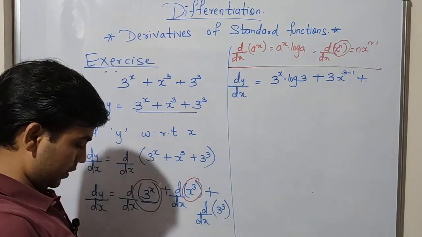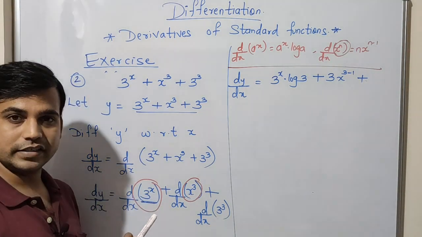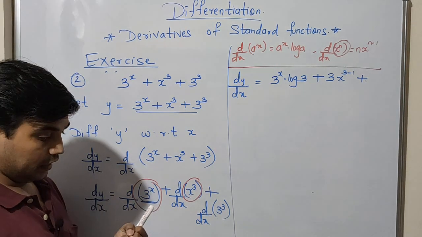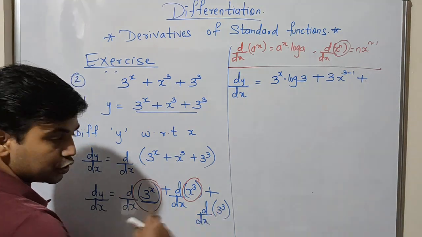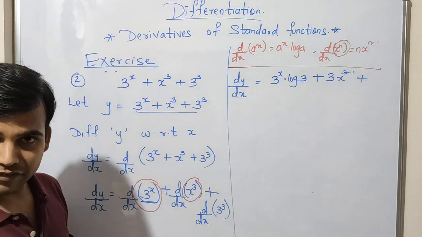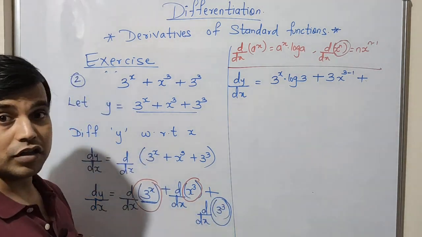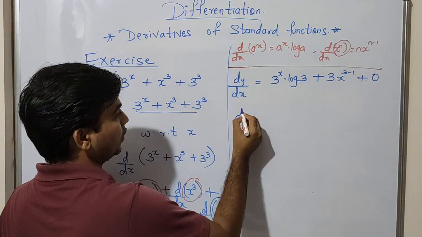Now look at the third part. This is 3 raised to 3. Is it a raised to x? Is it x raised to n? Think over here. Neither it is 3 raised to x nor x raised to n. What is 3 raised to 3? 27. So it's a constant. So 3 raised to 3 is a constant, and what is the derivative of a constant? 0. So let us simplify it further.